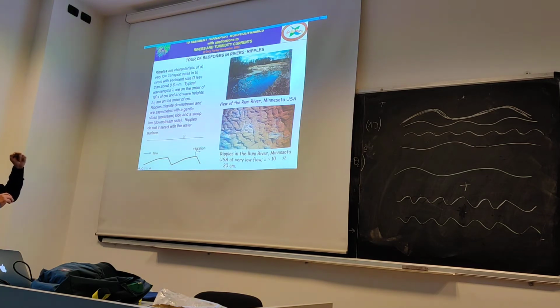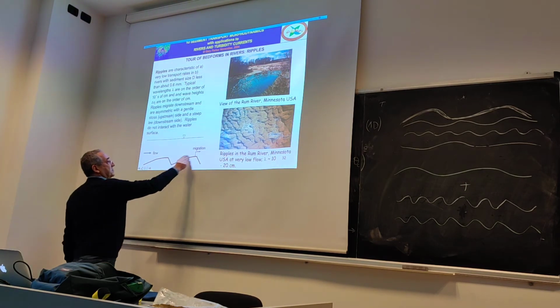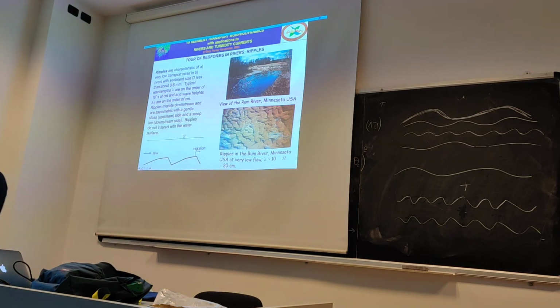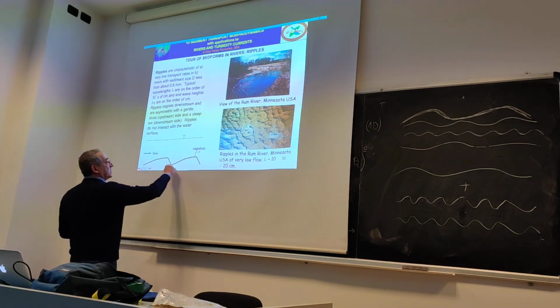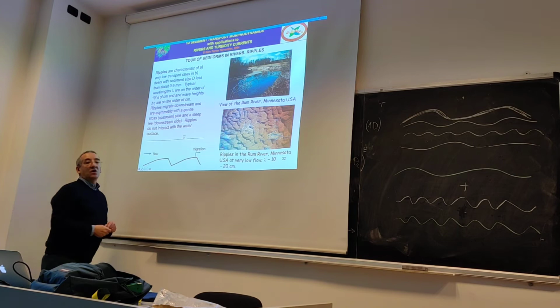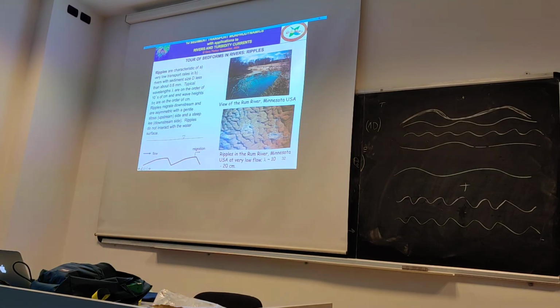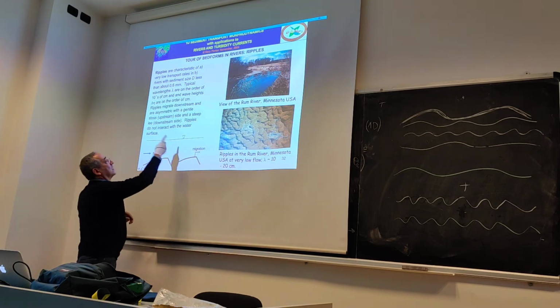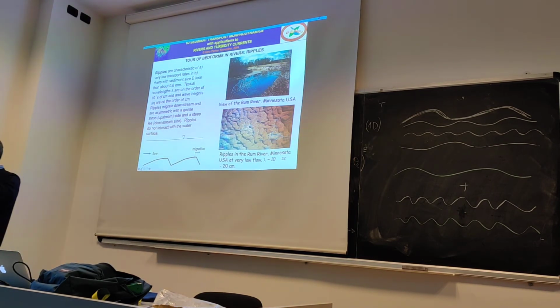Ripples always migrate downstream and have this asymmetric shape, which is sort of triangular. They have a stoss side, which is a gently sloping side, and then a much steeper front, which is called the lee. Okay, so the stoss side of the bedform is upstream of the crest. Typically, the lee side is downstream of the crest.